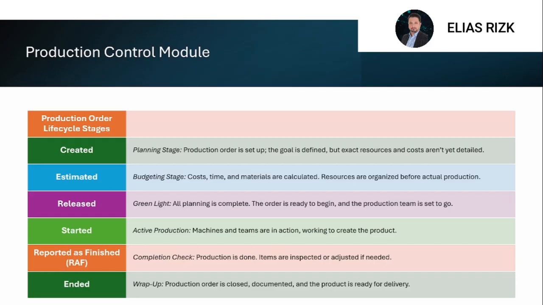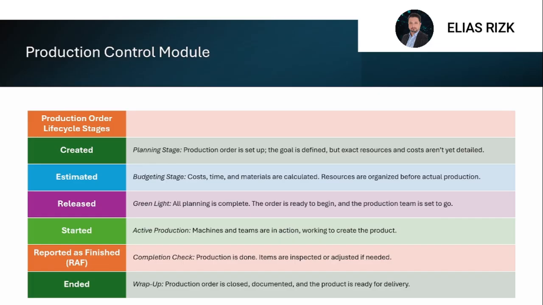After that, we are on to the started stage. This is where the real work begins. Machines are running, materials are moving. Everyone is actively working on bringing the product to life. Once most of the work is done, we reach RAF, which stands for report as finished. It means that production is completed. The production is done and ready for inspection or any final adjustments. It's just like saying we are done, but let's double check everything.